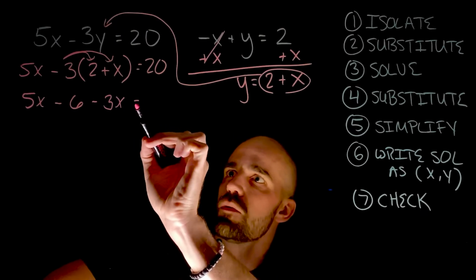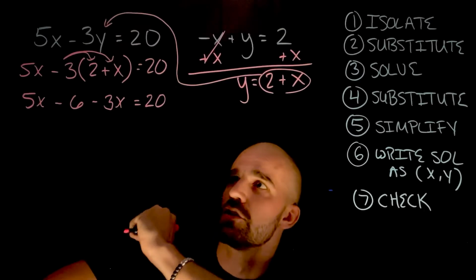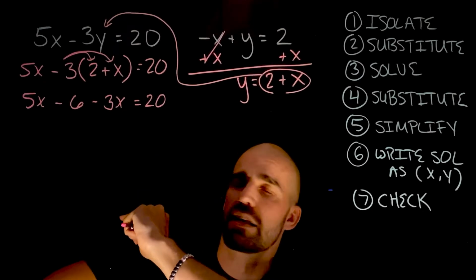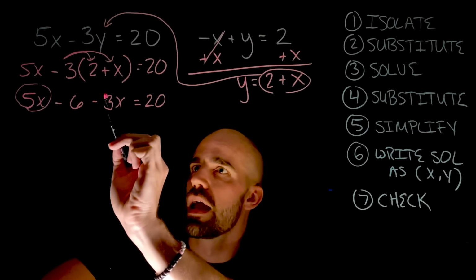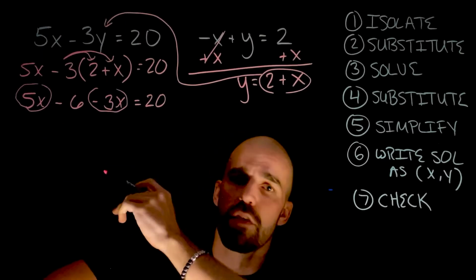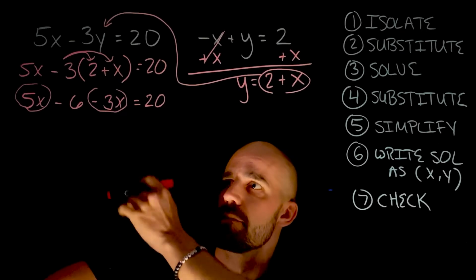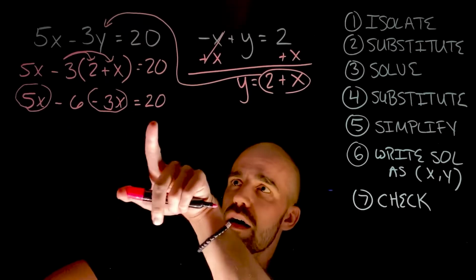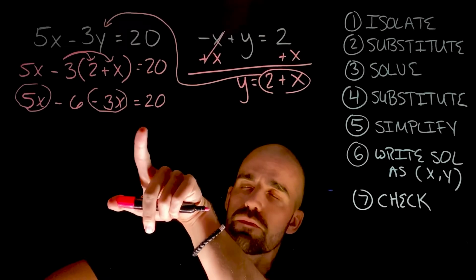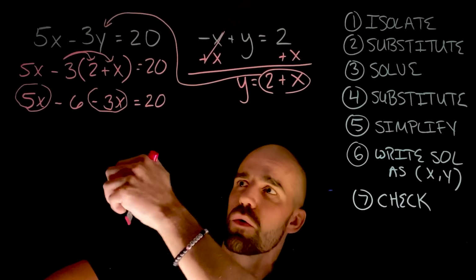And that's all still equal to 20. So there I distributed, and now I'm going to go ahead and collect my like terms. I have a 5x right here, and a -3x. And those are both x terms, so I can combine them. Remember, I can't combine -6 with 20 yet, even though they're both constants, because they're on opposite sides of the equation. We're only simplifying one side of the equation right now.